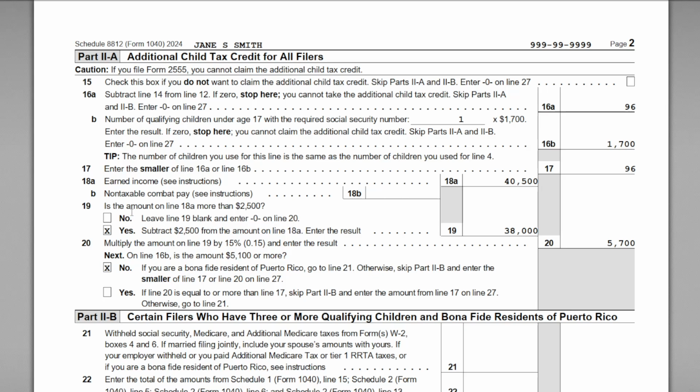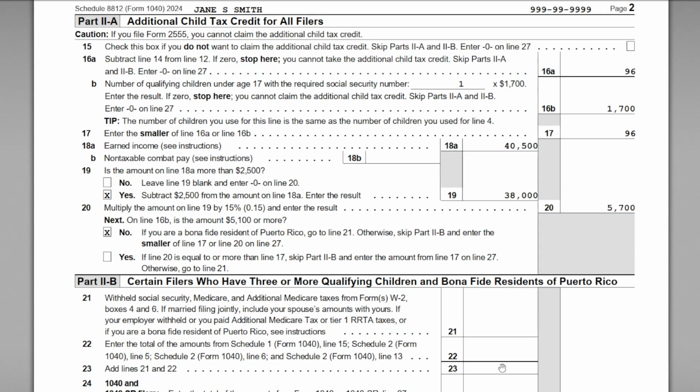Line 19 asks, is the amount on 18A more than $2,500? And the answer is yes, right? So we can subtract $2,500 from the amount on 18A, and we're left with $38,000. So we have $40,500 minus $2,500 gives us $38,000. And on line 20, it wants us to multiply the $38,000 times 15%, which leaves us $5,700. All right. Now, last question, right?